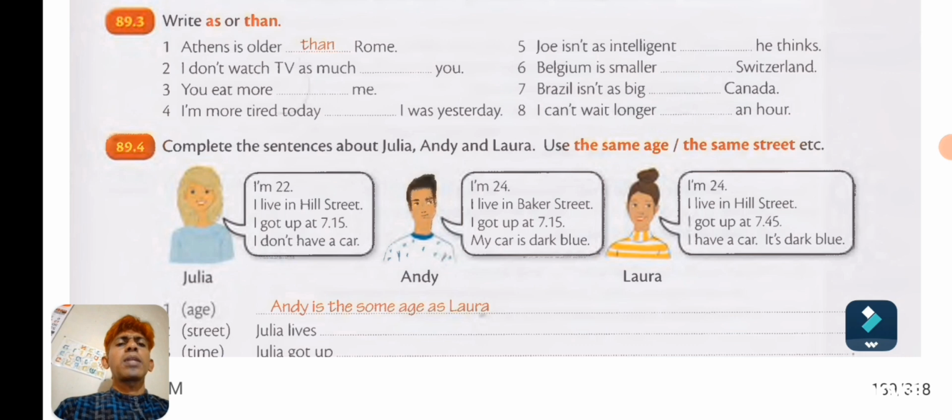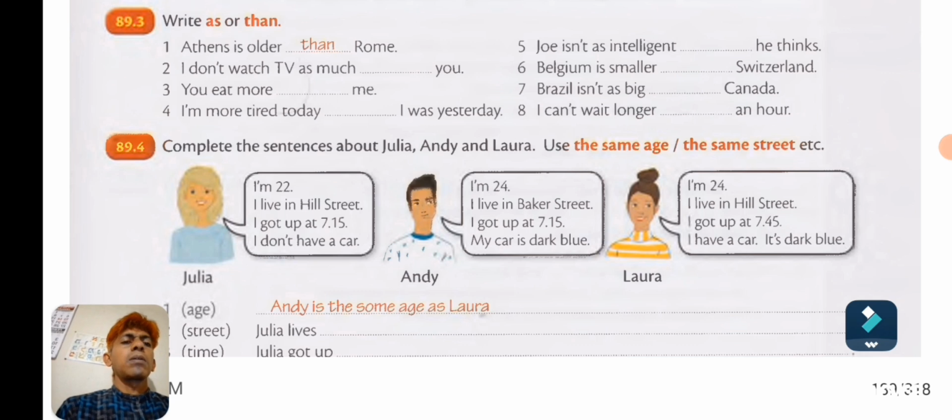89.3. Write as or then. Athens is older than Rome. Second one, I don't watch TV as much as you. Third, you eat more than me. 4. I'm more tired today than I was yesterday. 5. John isn't as intelligent as he thinks.